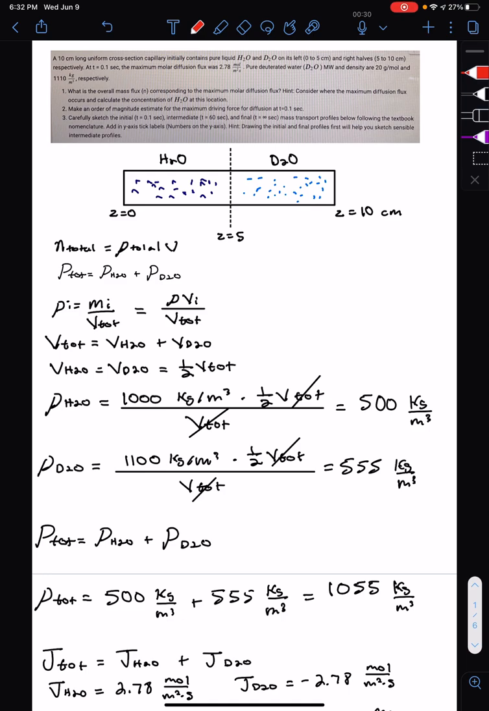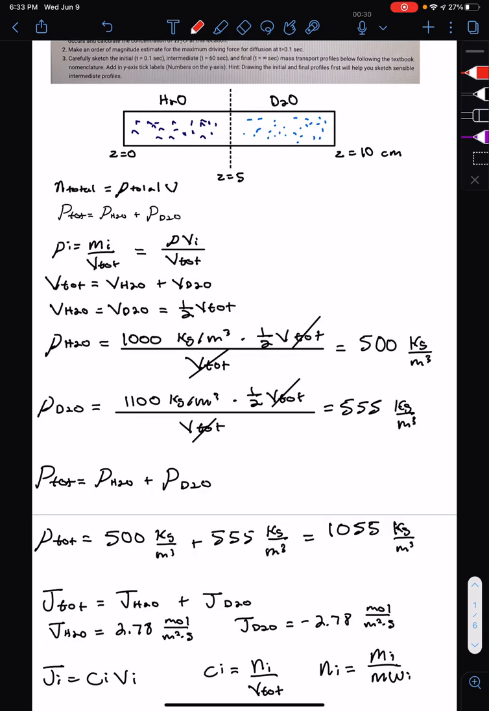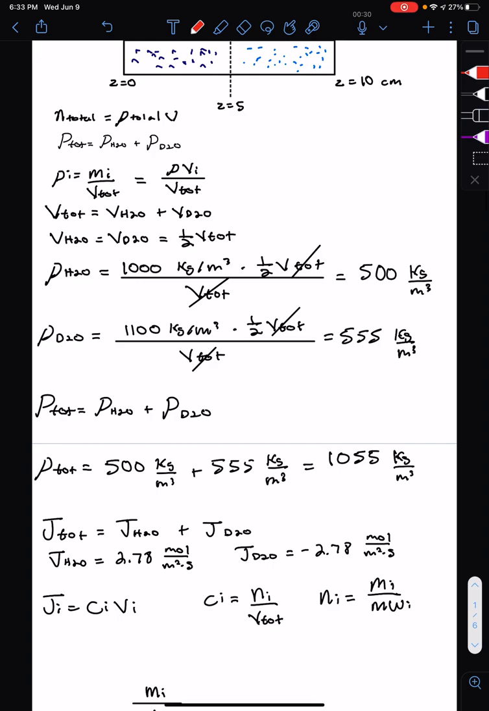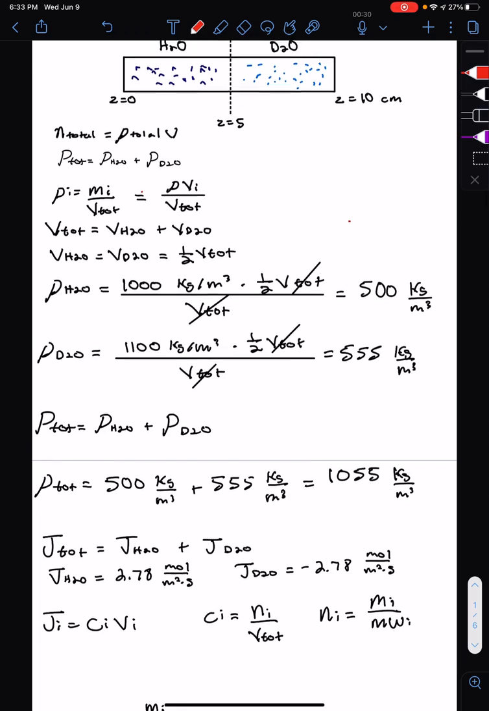So the total concentration is equal to the sum of the two components. It's a binary system. So the mass concentration of H2O plus the mass concentration of D2O is equal to the total mass concentration. The mass concentration of the individual component is equal to the mass of component i over the total volume, and that is also equal to the density multiplied by its individual volume divided by its total volume. And we also know the total volume is equal to the sum of the two components, H2O and D2O. So now that we have the equation for the total mass concentration, we must find the concentration of each individual component.